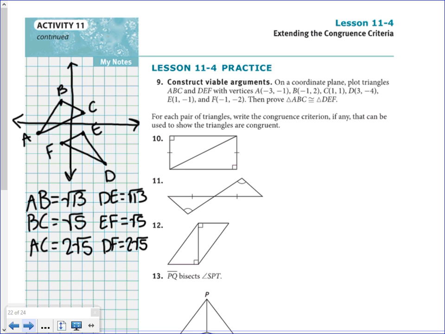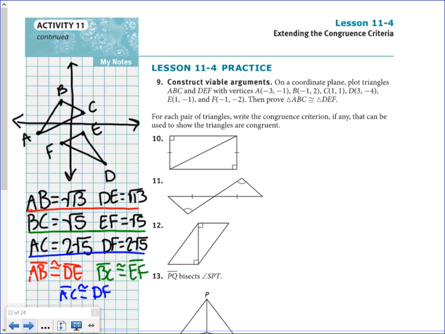So since these two are both square root of 13, that means that AB is congruent to DE. Since these two are both equal to square root of 5, that means that BC is congruent to EF. And then since these are both 2 square roots of 5, AC is congruent to DF. And so that is how we know that they're congruent, because the 3 pairs of sides are congruent. So the triangles are congruent by side, side, side. So that's what they were looking for on number 9.